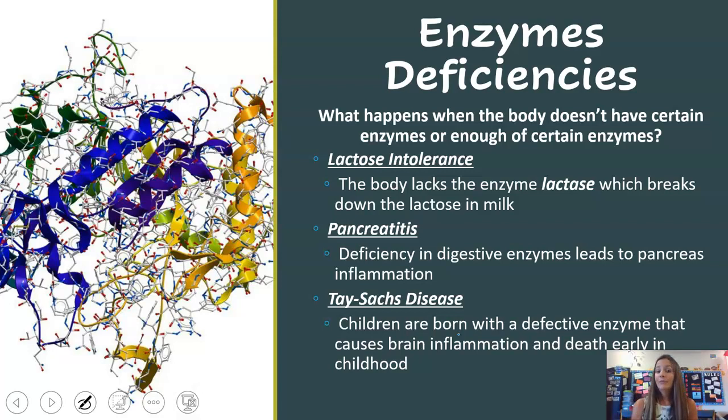You can also have enzyme deficiency. Probably the one that you're most familiar with is lactose intolerance. Your body typically has an enzyme called lactase, which breaks down lactose, which is the sugar in milk. But if you have lactose intolerance, you're missing this enzyme or you don't have very much of it. There's also pancreatitis, which means you have a deficiency in digestive enzymes leading to your pancreas getting inflamed. And then a disease called Tay-Sachs disease is actually a defective enzyme that children can be born with that makes their brain swell up and typically results in early death in childhood. So super sad.